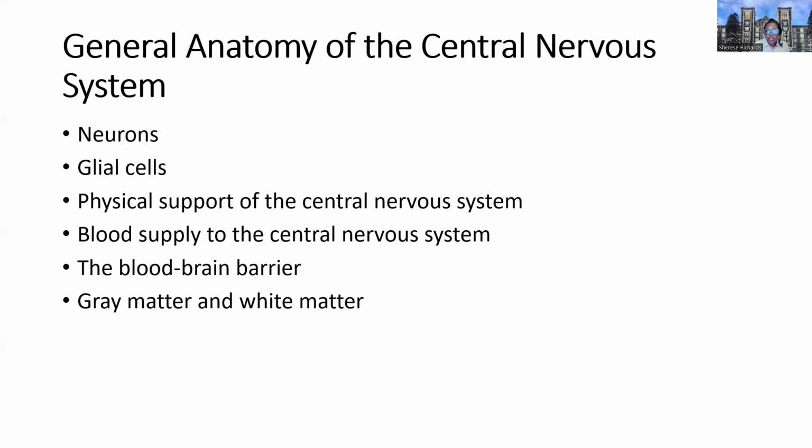We're also going to talk about the physical support, so the meninges that actually help to cover the brain and spinal cord. Then we'll talk about the blood supply and some of the defects, how we can get into strokes when the blood supply is interrupted. Then we'll talk about the blood-brain barrier and then gray matter versus white matter, myelination versus unmyelination.